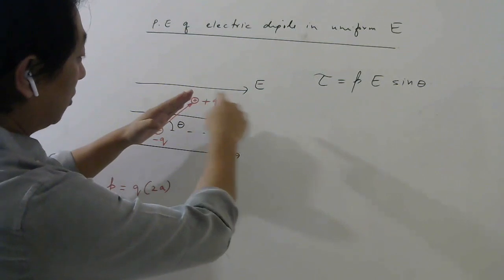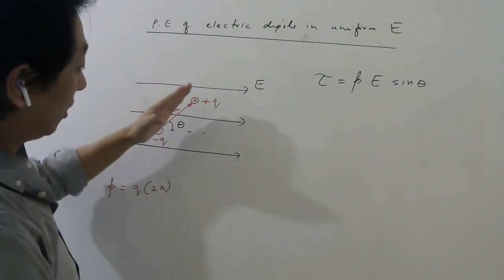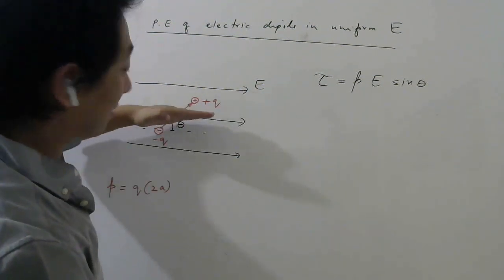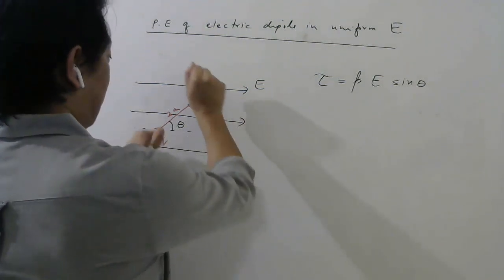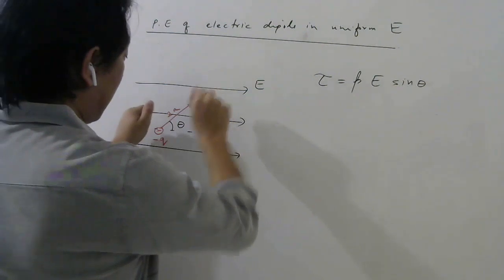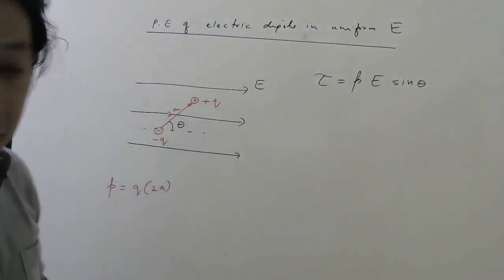Because of the forces here and here, it will experience a torque, so it will rotate like this. This is the formula for the torque. Let us say I want to rotate it this way, slowly, from some angle theta 1 to some angle theta 2. Let me explain here.